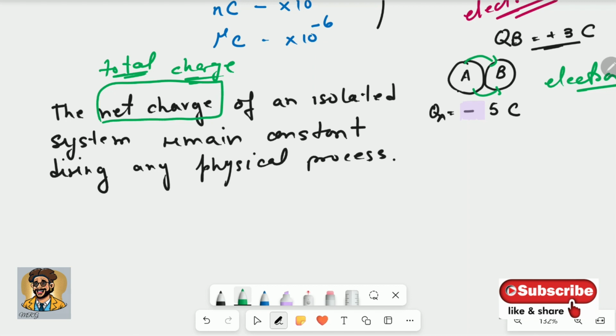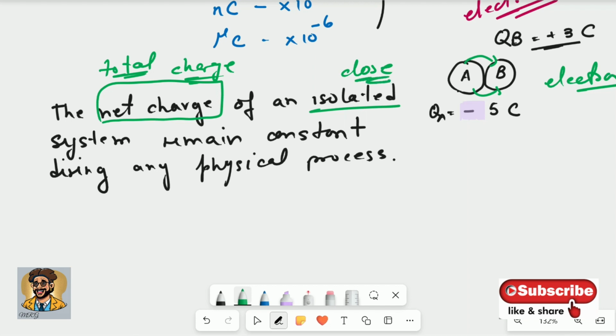That means the word net. Net is total, nothing other than total. Isolated, you will learn eventually what an isolated system is in detail. But isolated means that it's closed.